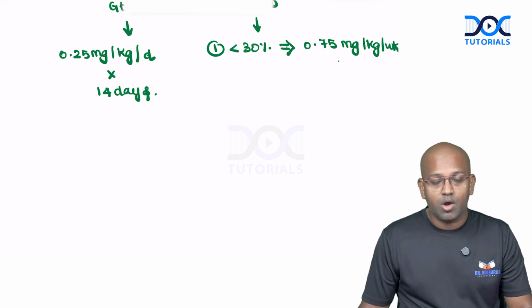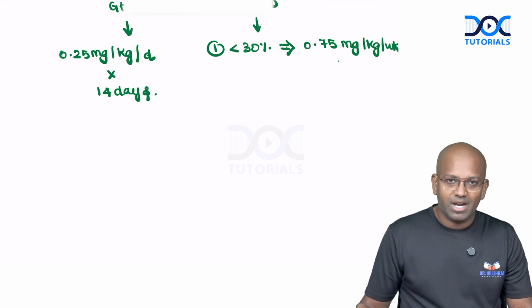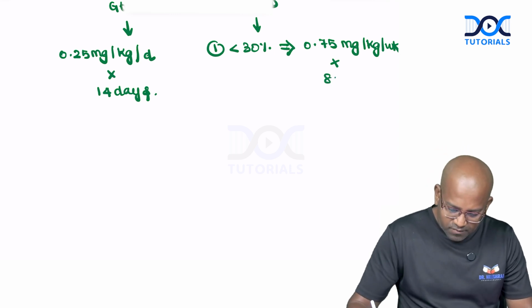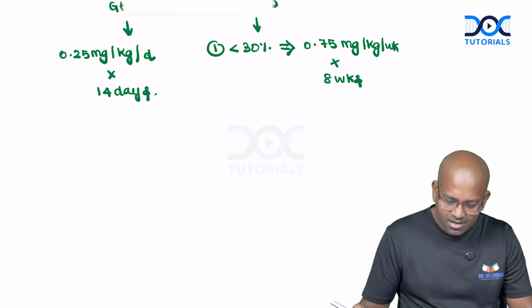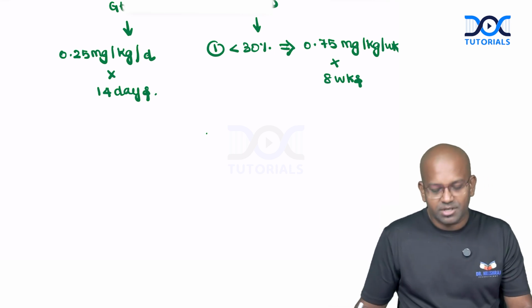You might be thinking, oh my god, how can I give 0.75 milligram if the patient is deficient in G6PD? Here we are administering it as a weekly dose, not a daily dose. It has to be administered for a period of 8 weeks. That is the drug dose which we administer when the G6PD level is very much low, less than 30%.